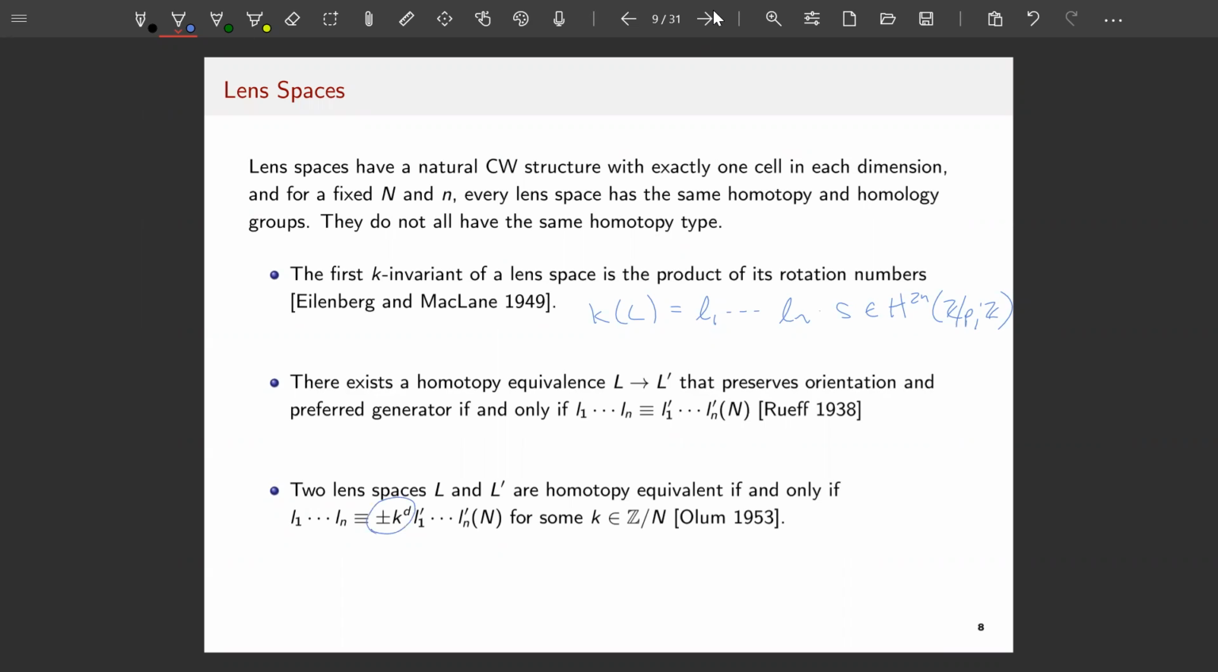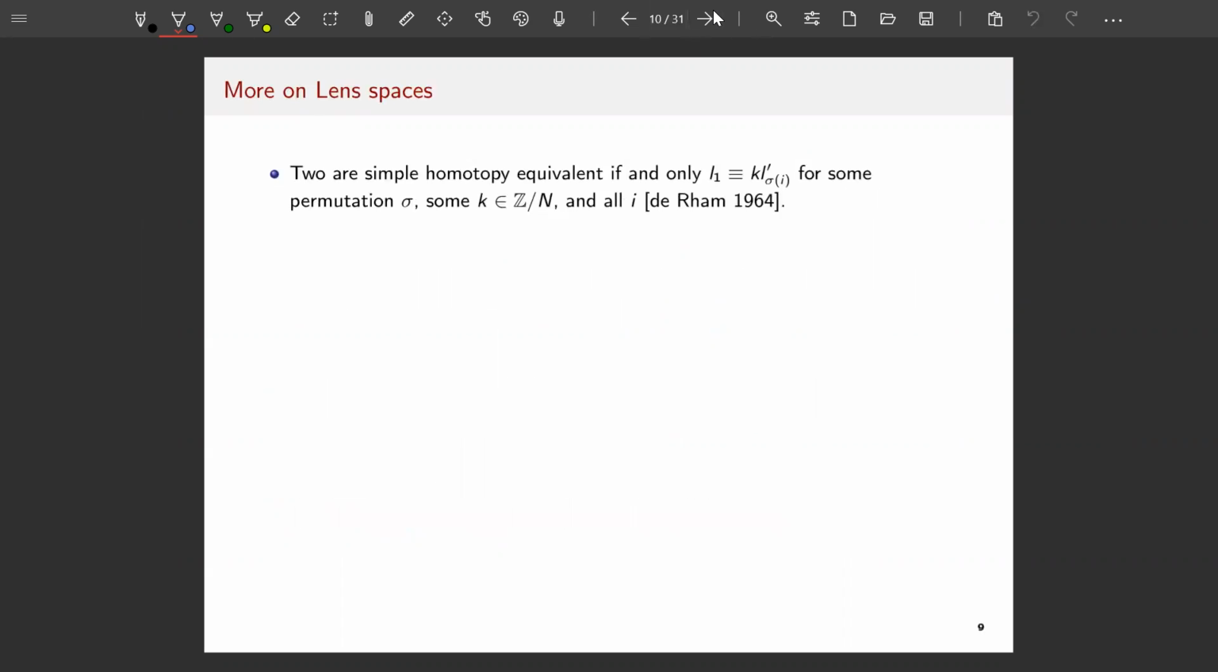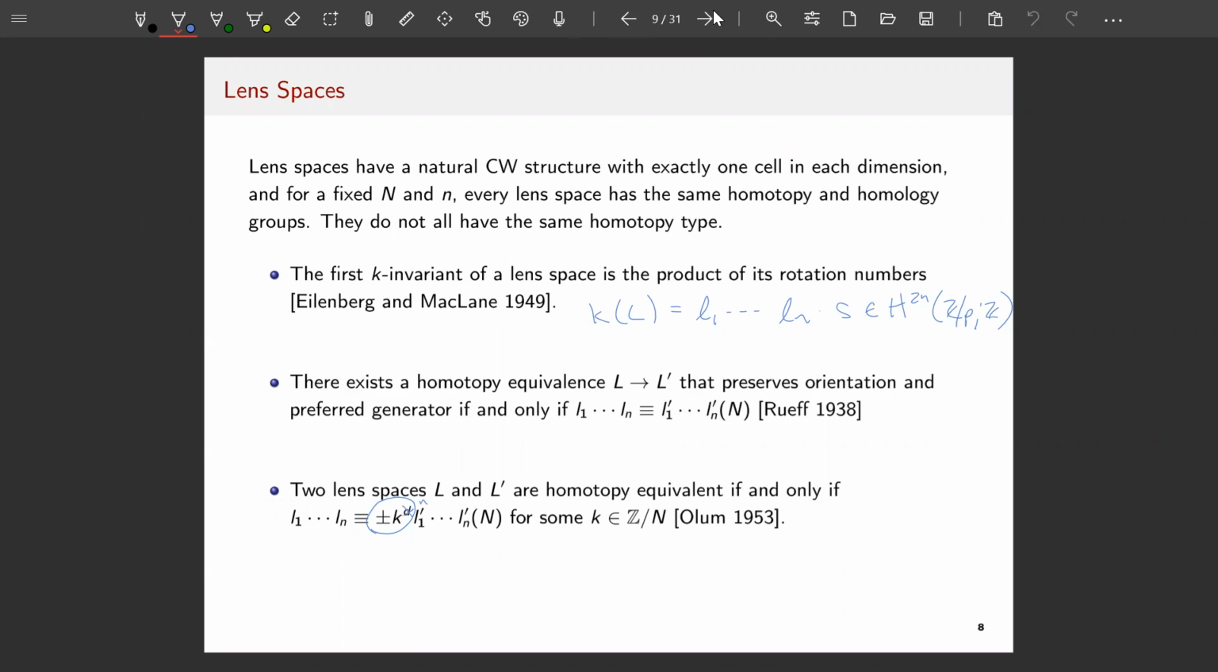So k is some element of Z mod n, and d is related to the order. It's actually, yeah, I think this is actually an n. So it's related to the degree of your sphere. So my apologies. Okay, so we know that. Oh, and let me actually go back for a second.